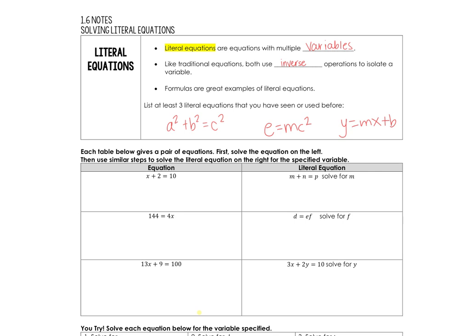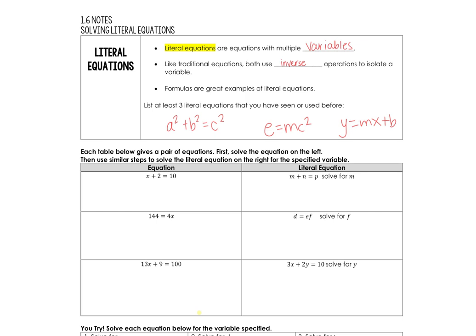So now that we've done that brainstorming, this table we're going to complete before we try some more on our own. This table gives you a pair of equations. On the left side, I've given you a real traditional equation that you're used to solving. And then on the right side, I've given you a literal equation that's going to use the exact same process to isolate whatever variable it's looking to isolate.